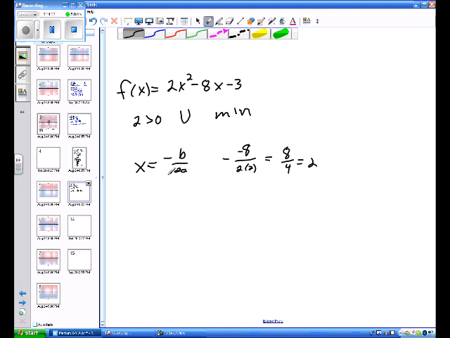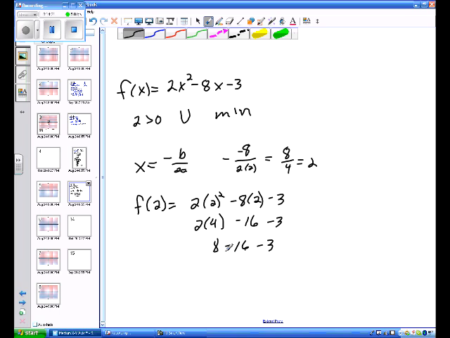If we want to know what it is, then we have to substitute that back into our equation. We'd have 2 times 2 squared minus 8 times 2 minus 3. So we have 2 times 4 minus 16 minus 3, or 8 minus 16 minus 3. So negative 8 minus 3, negative 11. So our minimum is negative 11. It occurs at x equals 2. And if we wanted to write it as an ordered pair, we could, of 2, negative 11.